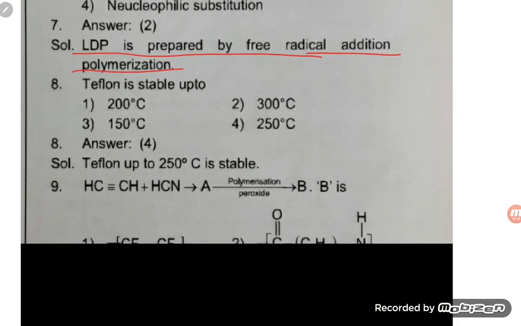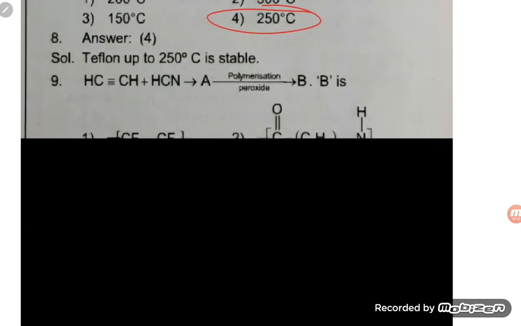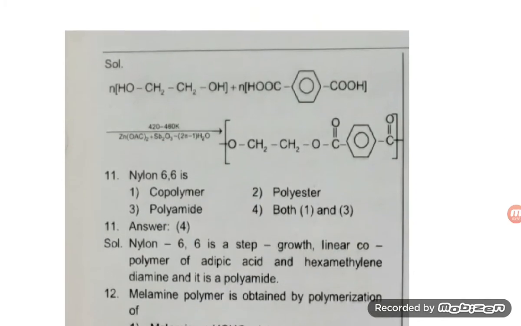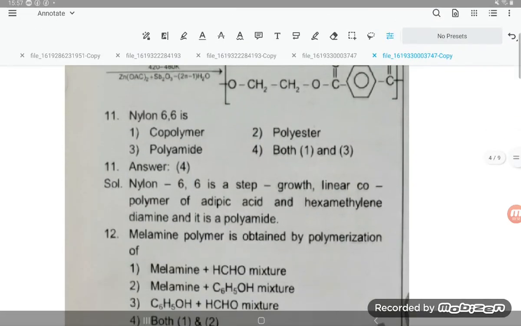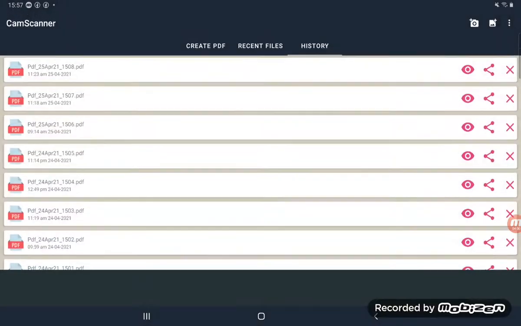Teflon is stable up to 250 degrees Celsius, they are saying. We have to keep in mind that Teflon is stable up to 250 degrees Celsius, students.